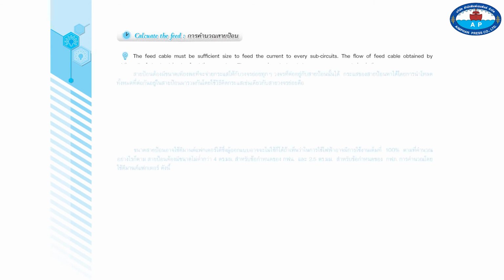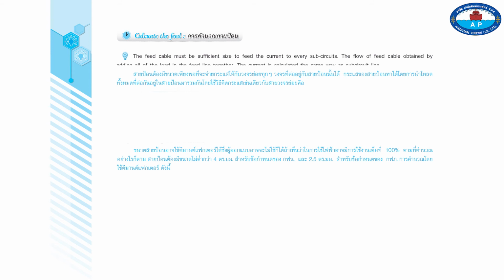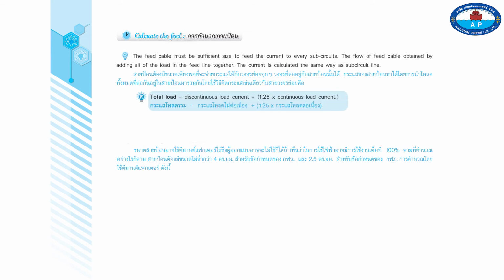Calculate the feed. The feed cable must be of sufficient size to feed the current to every sub-circuit. The current of the feed cable is obtained by adding all of the load in the feed line together. The current is calculated the same way as the sub-circuit line. Total load is equal to discontinuous load current plus 1.25 times continuous load current.